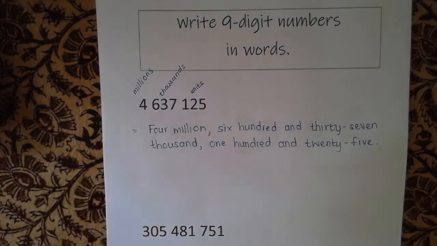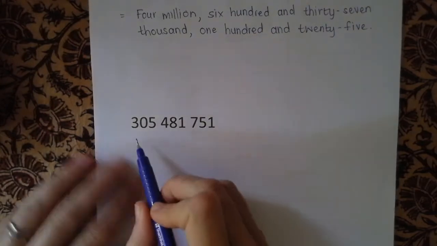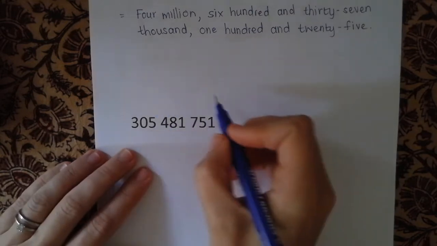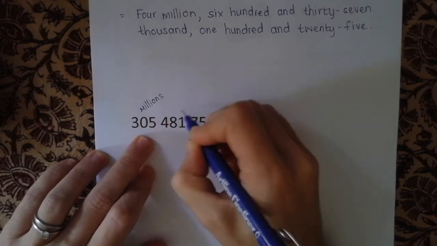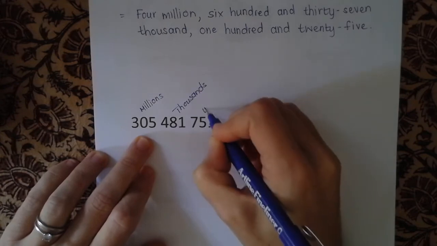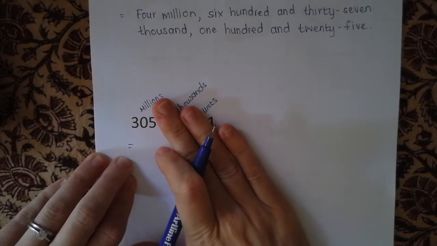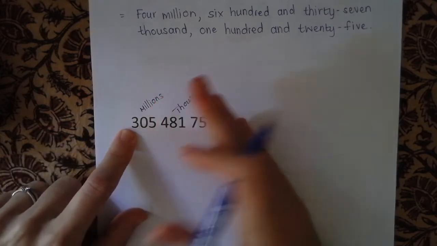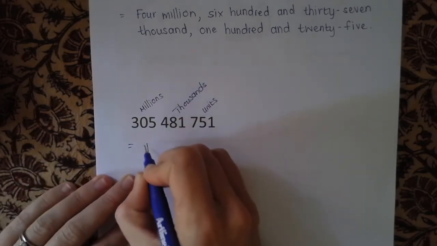Okay, now let's look at the 9-digit number. Again, reading a number from left to right. So we start with the first group of 3 here, the biggest value. Remember, these are the millions, then the thousands, and then the units. Cover the thousands and the units, and only look at the first group you see. So this is 305, but we call it 305 million. So that's how you write that.